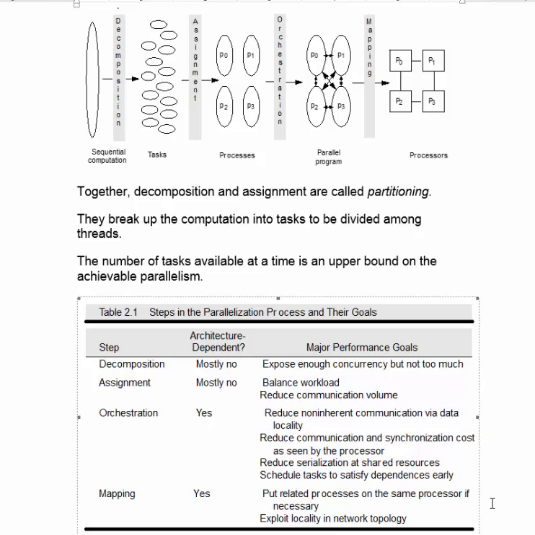And then orchestration and mapping do tend to be architecture dependent, because you have to get the threads communicating with each other. That means you need to know how efficient it is to use various communication primitives. And with mapping, you also need to be aware of the topology of the multiprocessor so you get the data close to the processes that are referring to it.